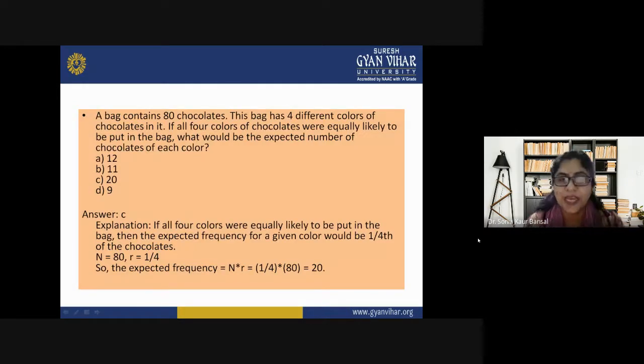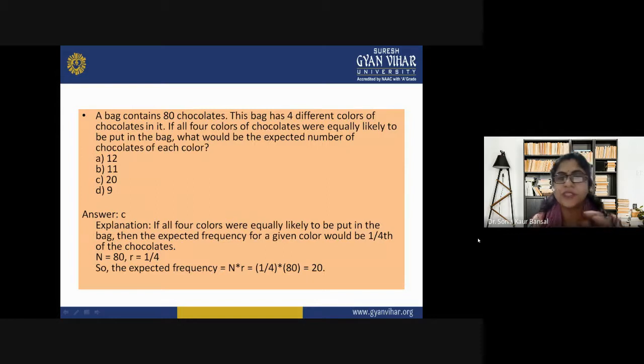Now students, let's have a look at another type of example, and by this you will definitely be learning about the chi-square test. A bag contains 80 chocolates. This bag has 4 different colors of chocolate in it. If all 4 colors of chocolates are equally likely to be put in the bag, what would be the expected number of chocolates of each color?